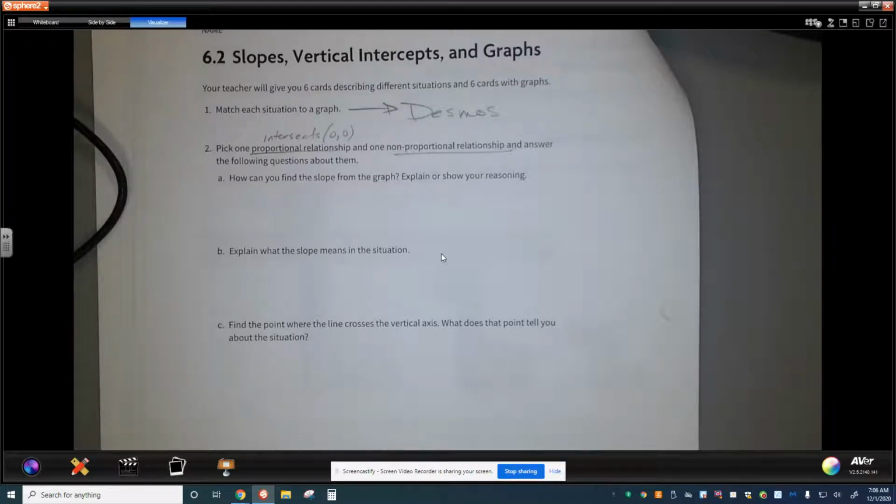How can you find the slope from a graph? Explain or show your reasoning. Explain what the slope means in the situation. And find the point where the line crosses the vertical axis. What does this point tell you about the situation?